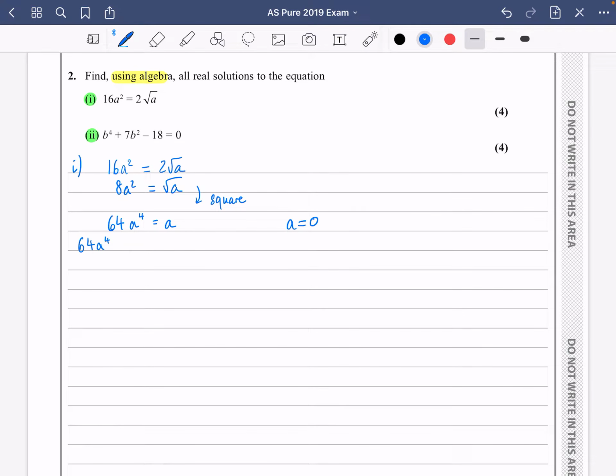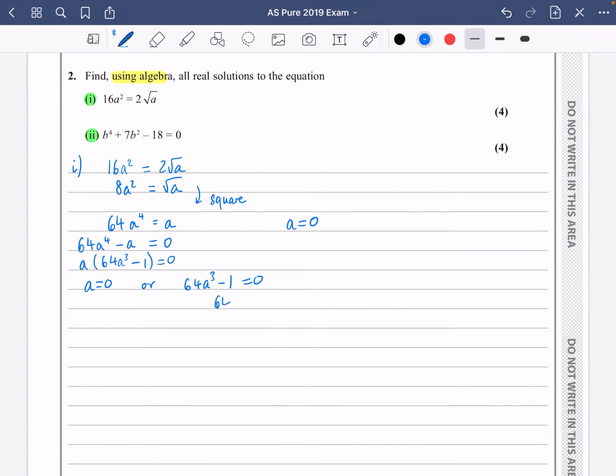So what I'm going to do is put it all onto one side so that it looks like this. And then I'm going to try and solve this equation by factorizing. If I take out a factor of a, I would have 64a cubed minus 1 equals 0. So this means two different things. Either a is equal to 0, or 64a cubed minus 1 is equal to 0.